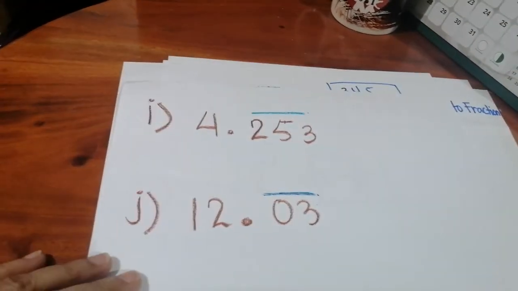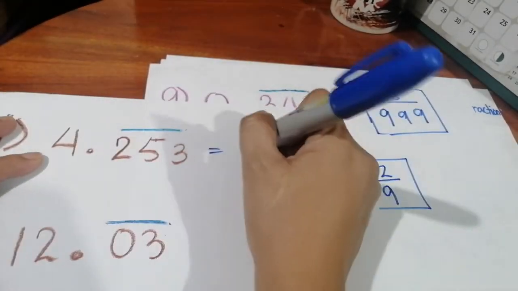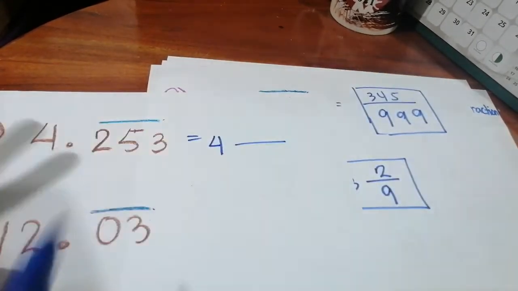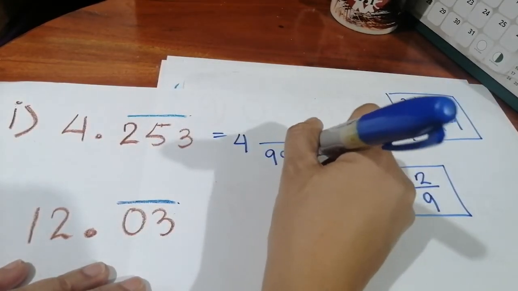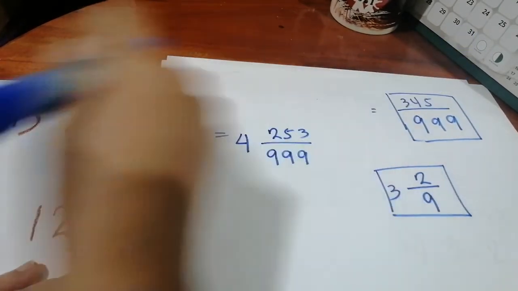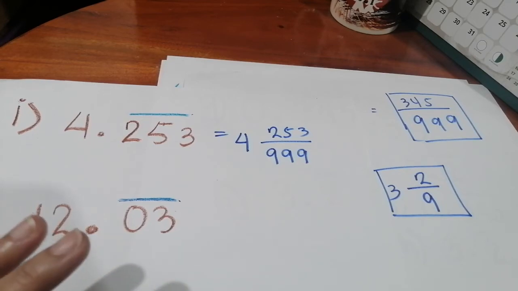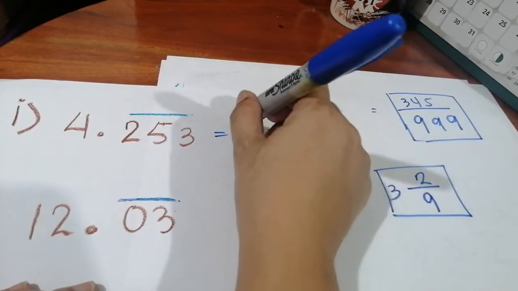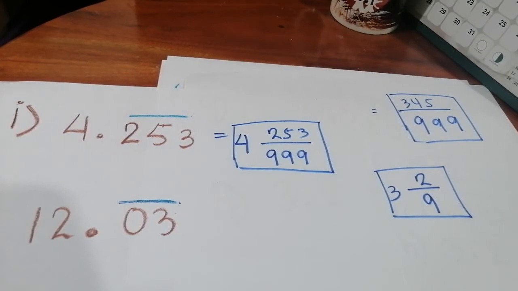Okay, next, the last, it's 4.253, and still it's non-terminating. So there's a fraction and there's a whole number, so we have to write the whole number here. And then how many digits after the decimal point? It's 3. So we also have three 9s on the bottom, so it's 999, and then just copy the 253 here. And 253, you cannot simplify. So the final answer here is 4 and 253 over 999.